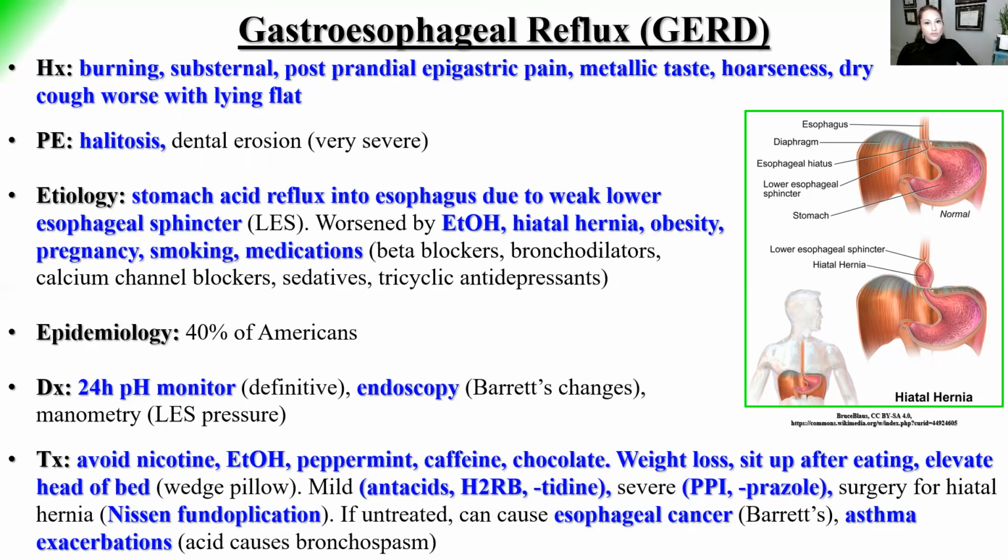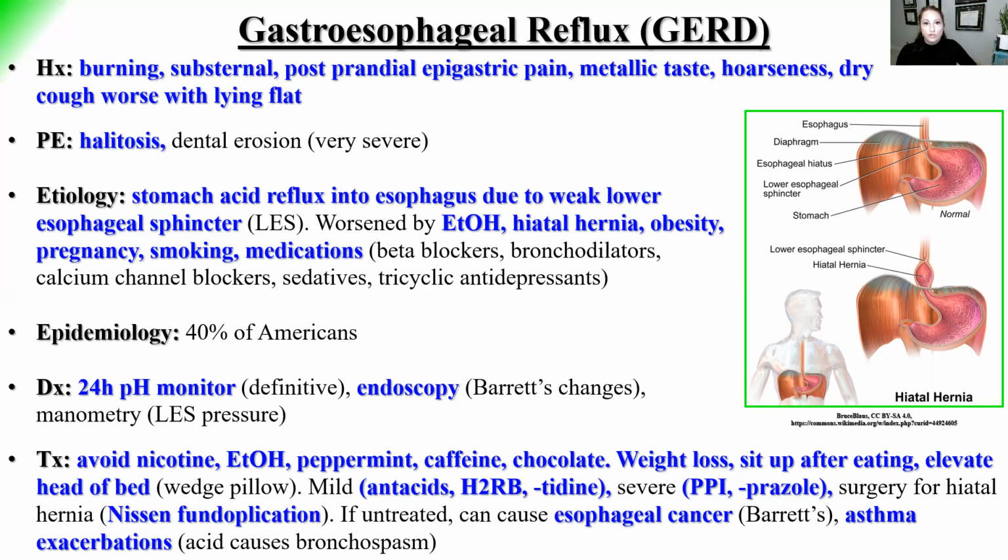Weight loss will help to decrease that intra-abdominal pressure. Sit up for a while after they eat. Don't go right to bed after a big meal. Elevate the head of the bed. You can buy a wedge pillow. They're about $20 on Amazon, my favorite place to buy things. They help to elevate that person, so they're not actually having to elevate the head of their bed. If they have one of those fancy beds where they can sit themselves up, that's fine too. But a wedge pillow is relatively affordable.